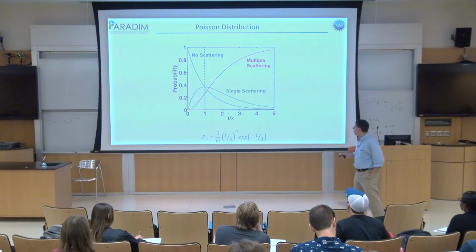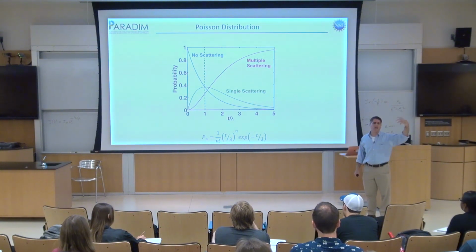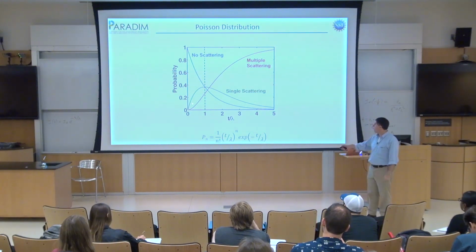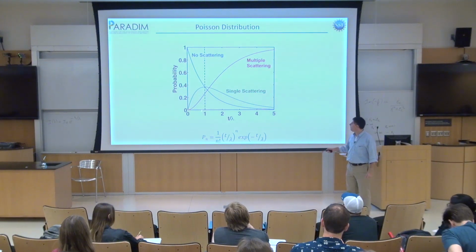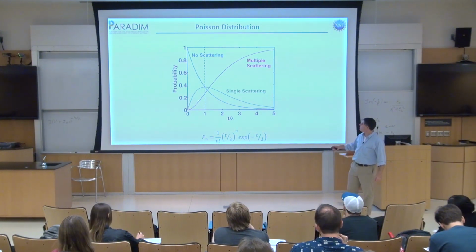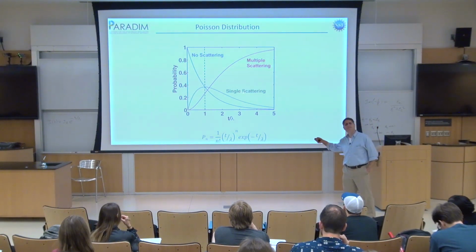The single scattering over here is the n equals 1 event. What's the probability I underwent one scattering event? That's this green curve here. And then all of the multiple scattering events, which is 2 or more events, I've summed up together to do the red curve.